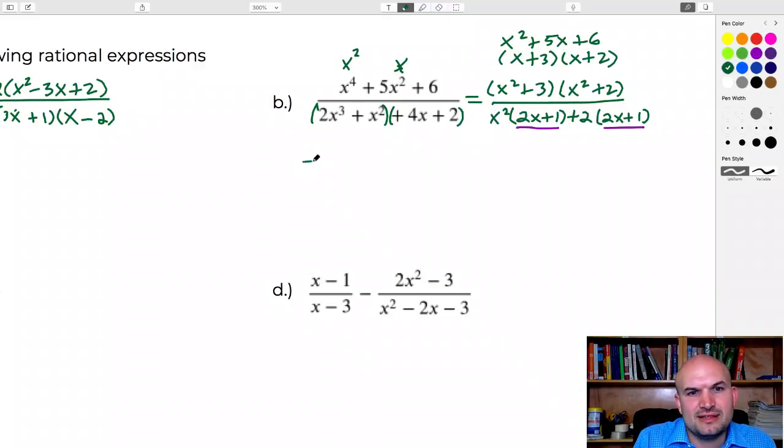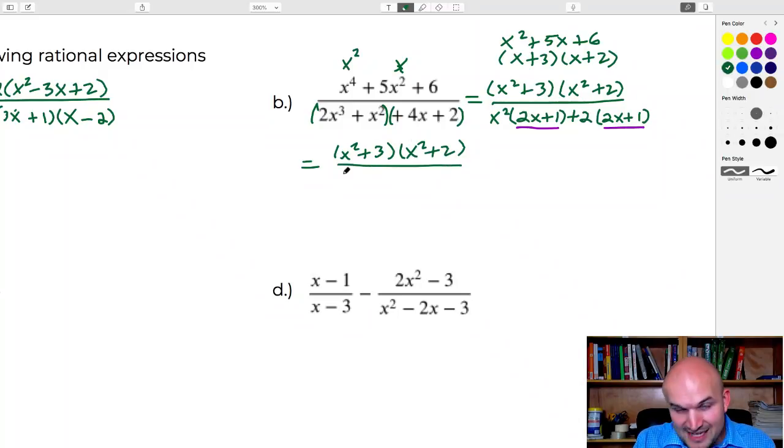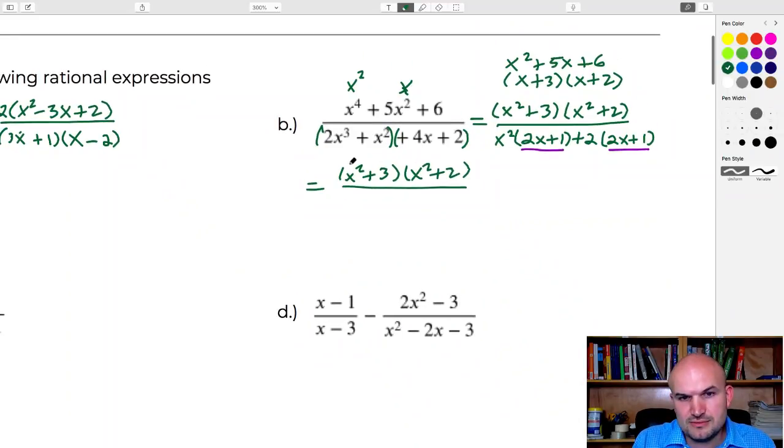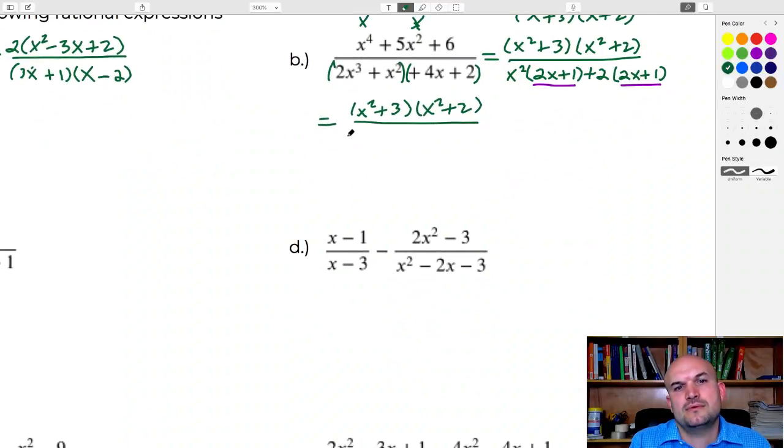So let's go ahead and rewrite this over here again. So this would be x squared plus 3 times an x squared plus 2, and that's all over factoring out a 2x plus 1. Oops, my bad. And I'll be left with an x squared plus 2.